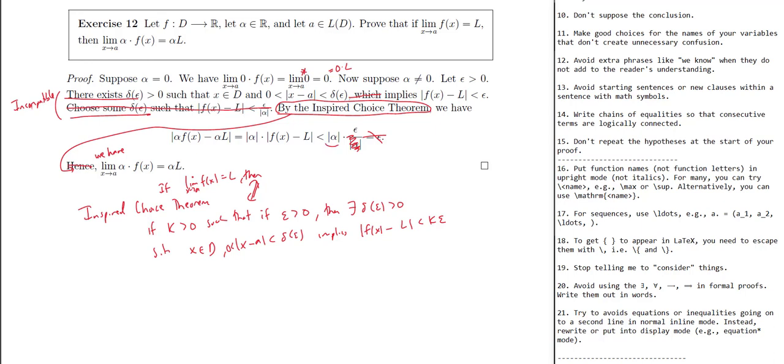And of course, this is positive because of your assumption that alpha is not equal to 0. In the case where alpha is equal to 0, then you just get this immediately. It looks really bad, right? If you let alpha equal 0, then all of a sudden it's supposed to be less than 0, which can't happen. So this is why we need to have this special case.